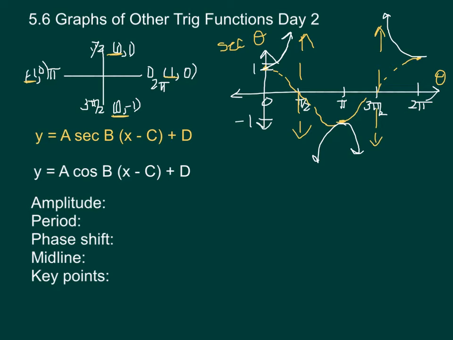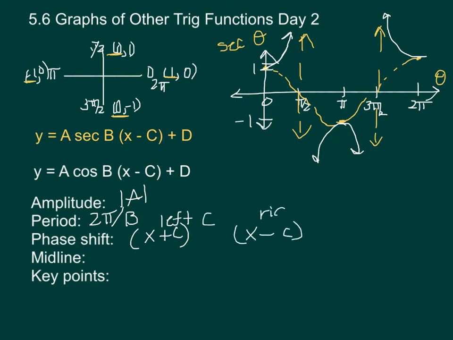And then here again, your amplitude for cosine is the absolute value of A, and the period is 2 pi over B. Your phase shift, remember if it's plus, you're moving left C units. If it's minus, you're moving right. Your midline is y equals d. And for your key points, you always start at your phase shift, and then you do 1/4 times your period to know what to add each time.